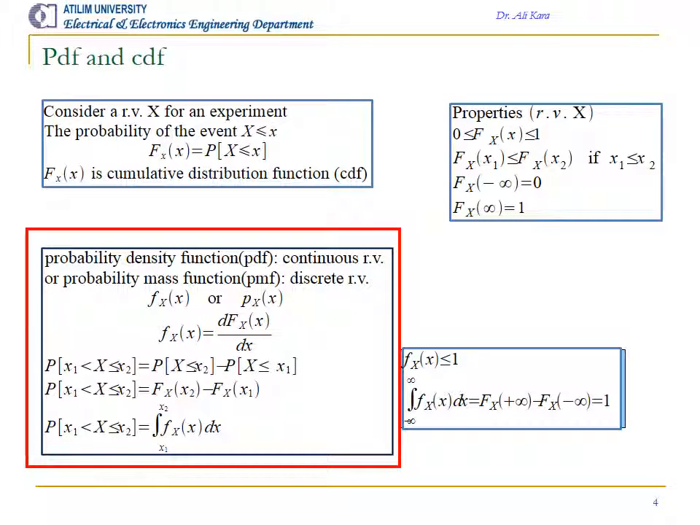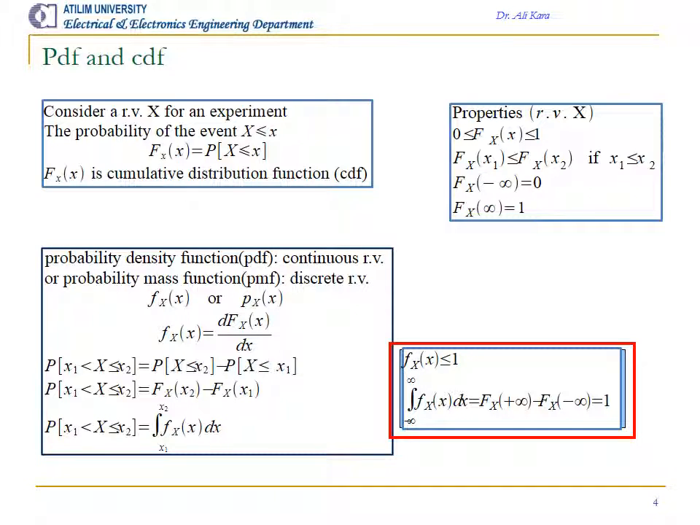Probability density function, PDF, is defined for continuous random variables. Probability mass function, PMF, is for discrete random variables. PDF is equal to the derivative of the CDF. PDF is greater than or equal to 0. If it is integrated over all the sample space, the result is 1.